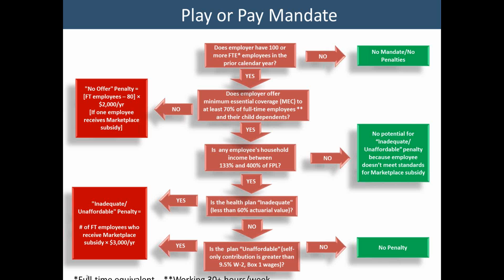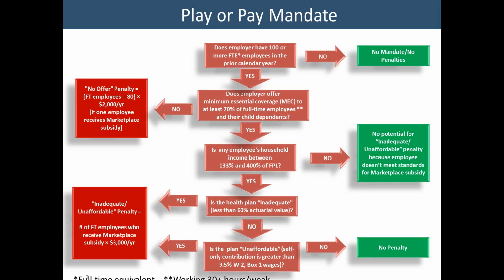Here's an important chart that everyone should look at to determine if you need to offer benefits, if you do, when you do it, and are you offering an affordable benefit. So first you need to ask yourself, do you have 100 or more full-time equivalent employees? If you don't, this mandate does not apply to you. If you do, are you offering it to at least 70% of your full-time employees? Now that number had changed from previous years. It was 95%, but now it's gone to 70%. If you are not offering it to 70% of your full-time employees, you would be subject to a penalty if your employee does go and gets a subsidy.